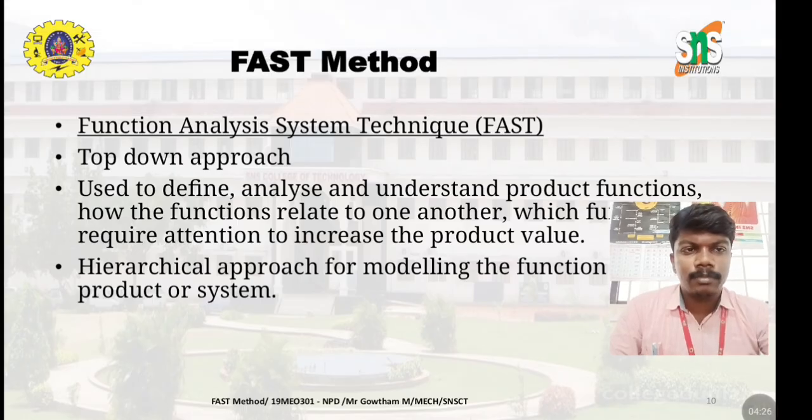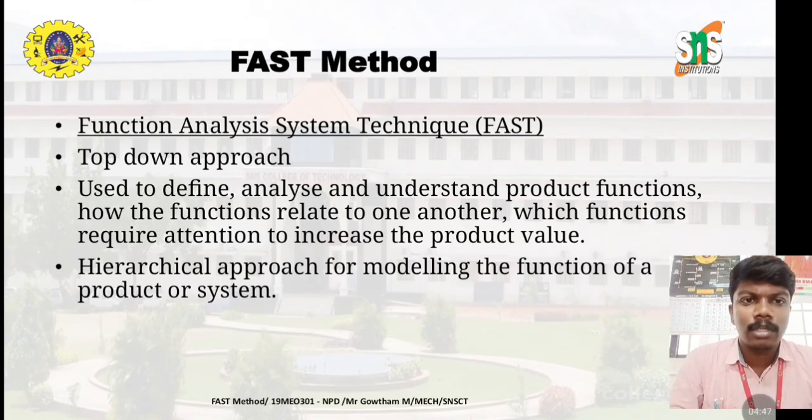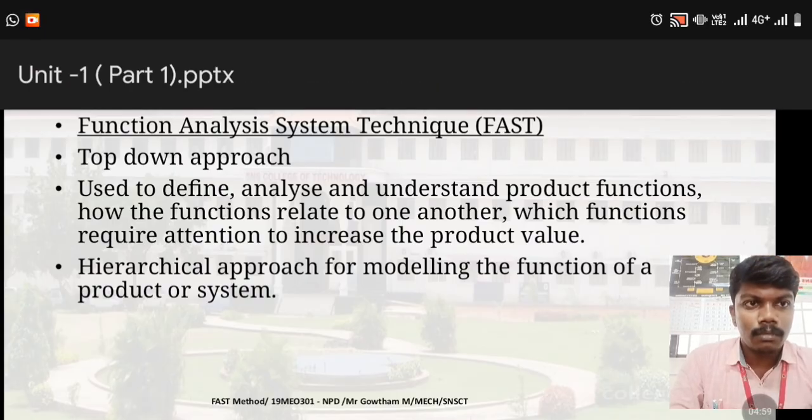Next one is the FAST method, which is nothing but F stands for function, A stands for analysis, S stands for system, and T for technique, which is overall called FAST method analysis. It is a top-down approach, from bottom to end, then front to back. Likewise, we should define, analyze and understand the product functions, how functions are related to one another, and each function requires attention to increase the product value. It is a hierarchical approach for the model process, etc.